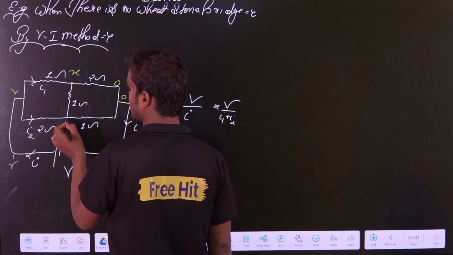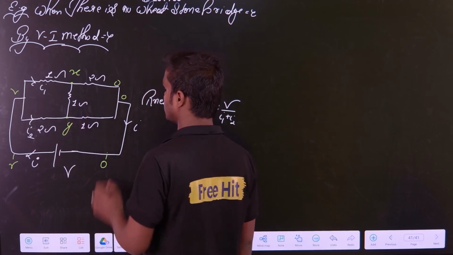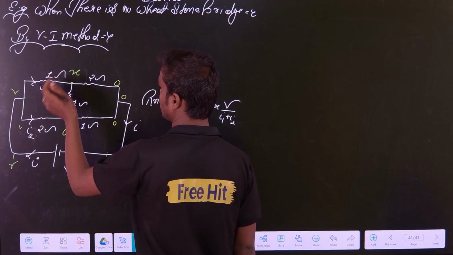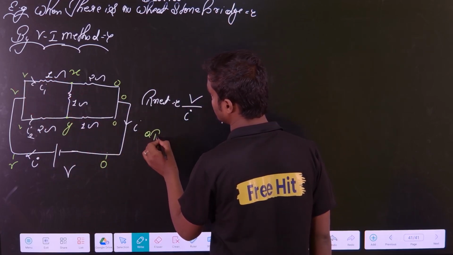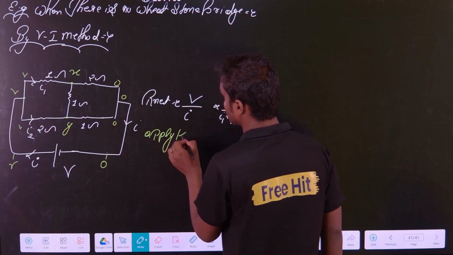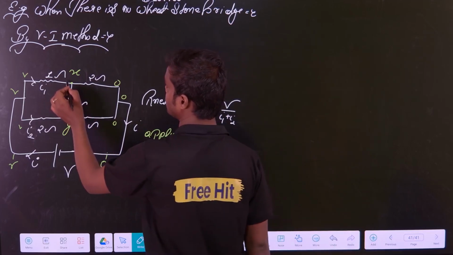This also you don't know, let us take it as Y. No problem. This will be 0, this will be V. Now every point you know the potential. So what is the first step? I told you, first apply KCL at X, okay? So if you apply the KCL at X, what is the approach?